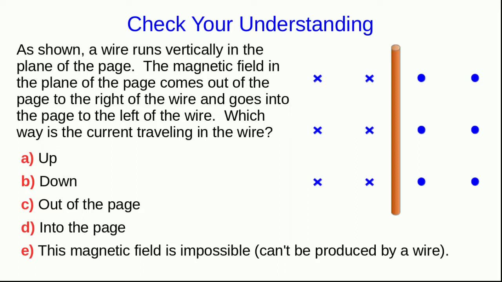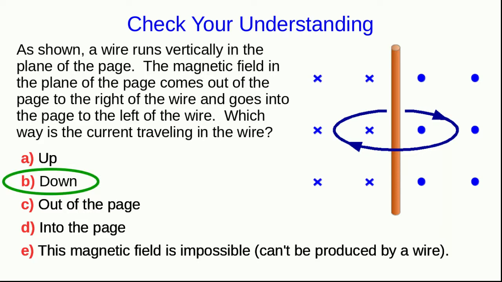Well, if you're having trouble, you should visualize the rest of the field. What are the circles that these field vectors are part of? And in the perspective drawing, they would look something like this. And so now if you curl the fingers of your right hand and match them up with that circle, you'll find that your thumb has to point down to do so.